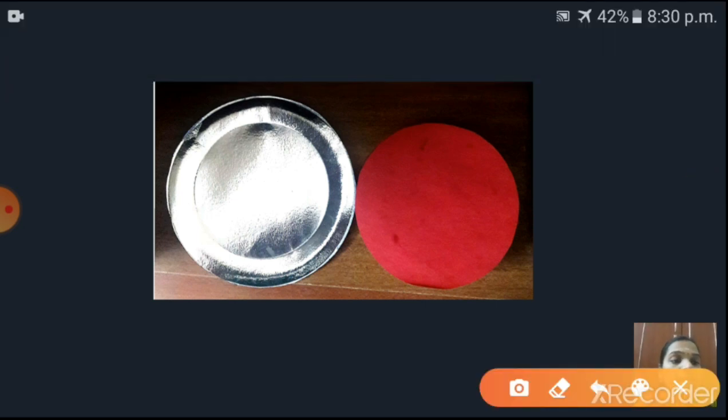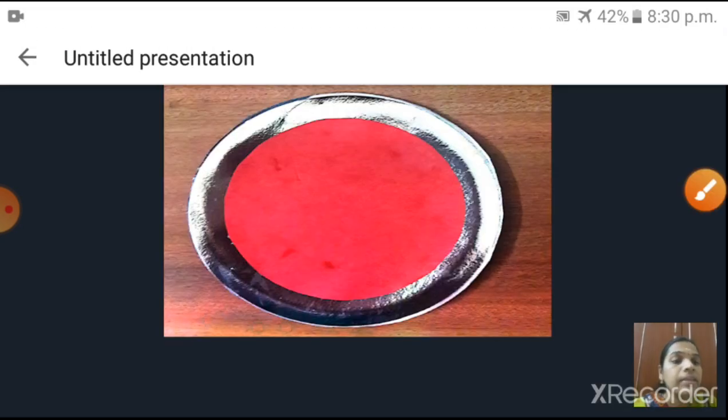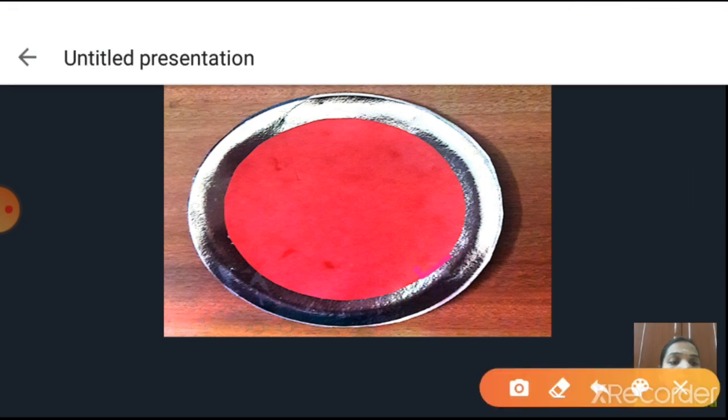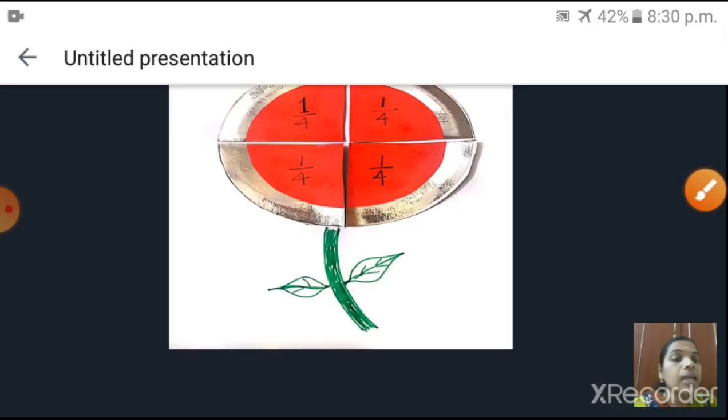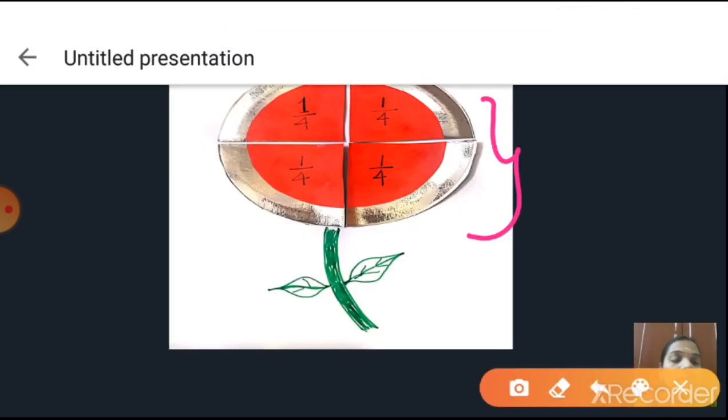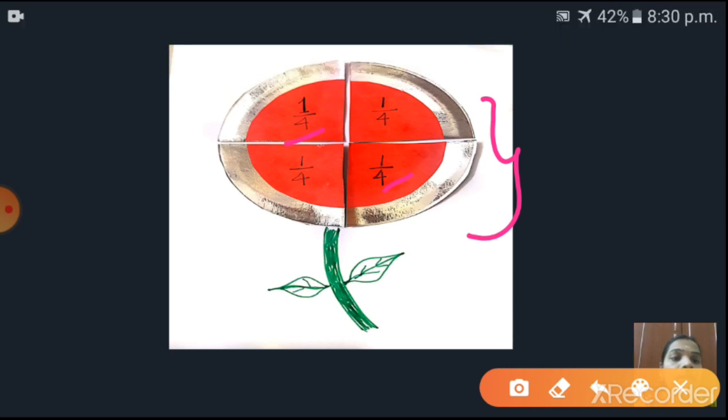How do you make it? See here, I have taken 2 items: 1 paper plate and 1 marble paper. The next step is sticking this marble paper on this paper plate. Like this you have to stick. The third step is that I have divided this paper plate into equal parts. See here, I have divided it into 4 equal parts. That's why I have written 1 upon 4, 1 upon 4, 1 upon 4 and 1 upon 4.